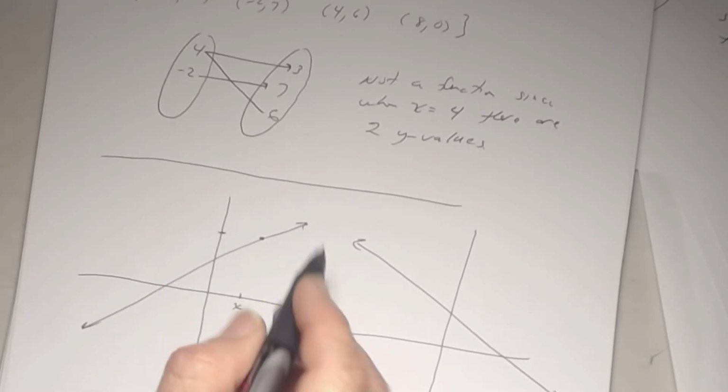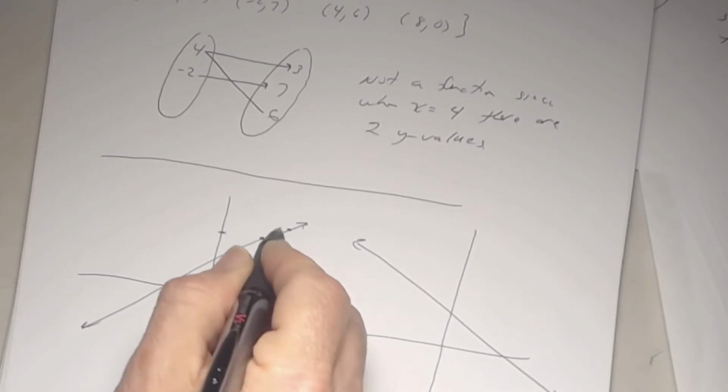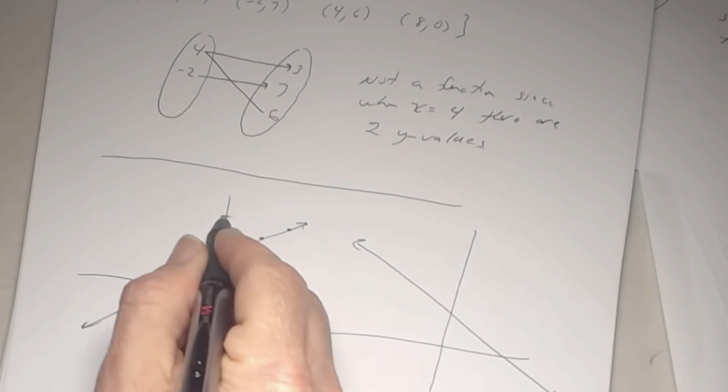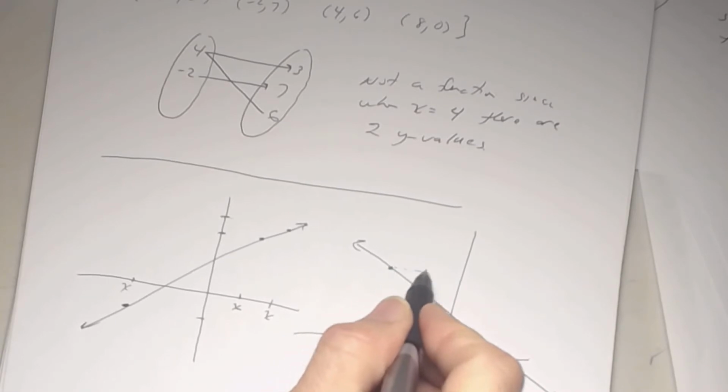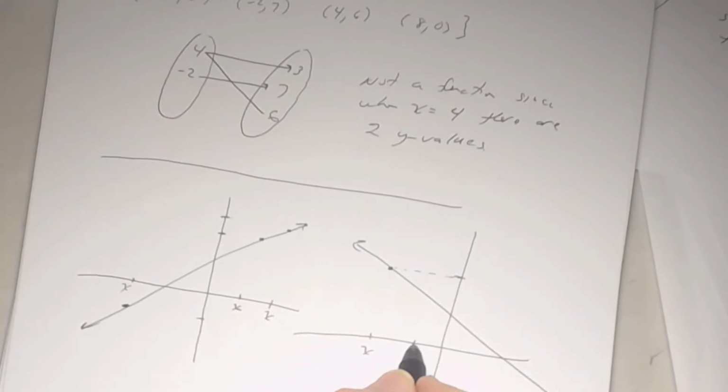How many y coordinates are here? Just one. For this x coordinate, if I look at this point, how many y coordinates are attached to it? Just one. So for each x coordinate, there's just what? One y coordinate. Same thing here. For this x coordinate, there's only what? One y coordinate attached to it.